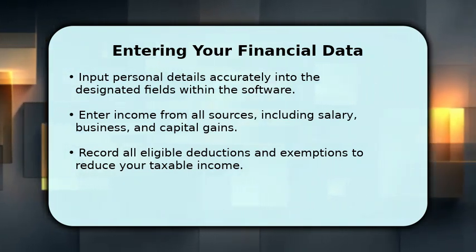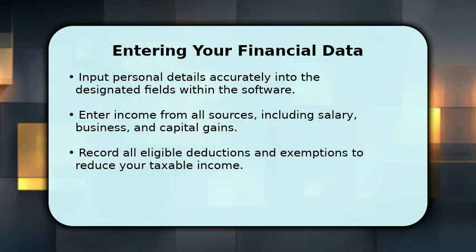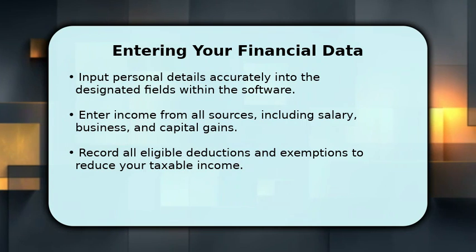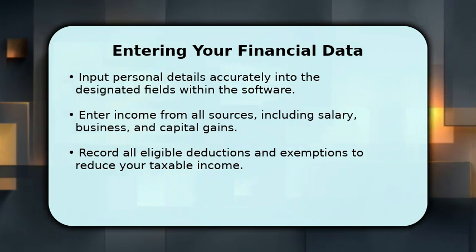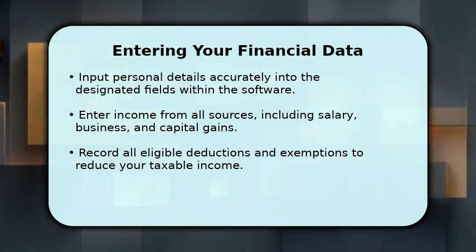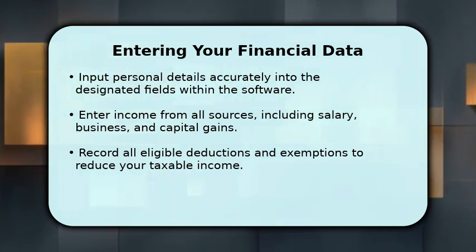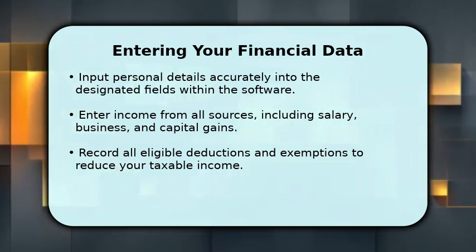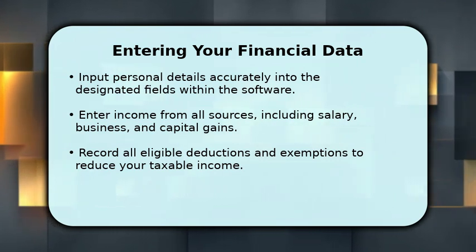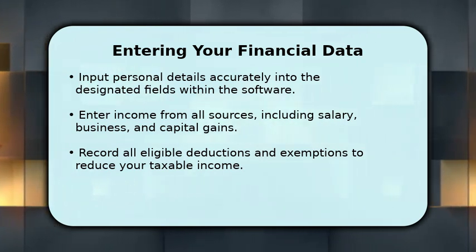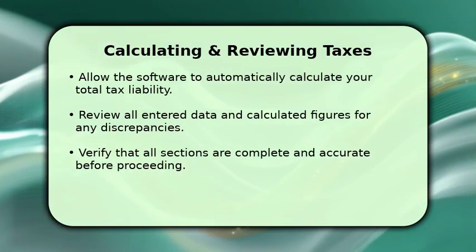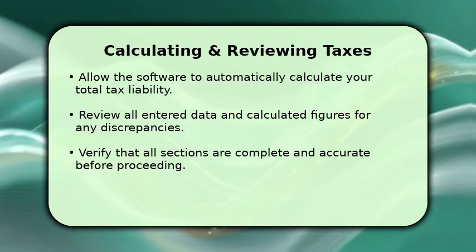Begin by accurately filling in all your personal information, such as your permanent account number and address. Then, meticulously input all sources of income, including salary, business profits, and capital gains. Remember to also record all eligible deductions and exemptions, like those under Section 80C, to ensure you maximize your tax savings. After entering your data, the Computax software will automatically calculate your total tax liability.